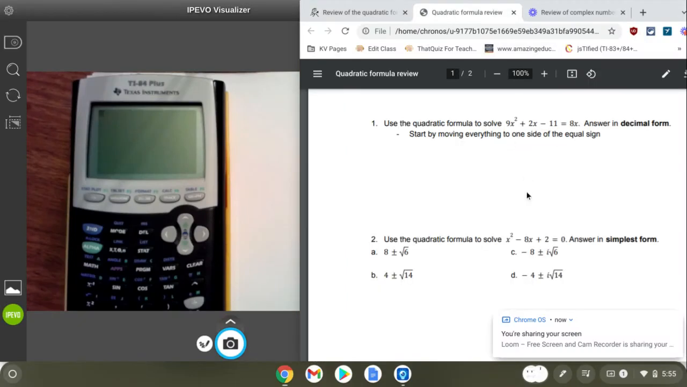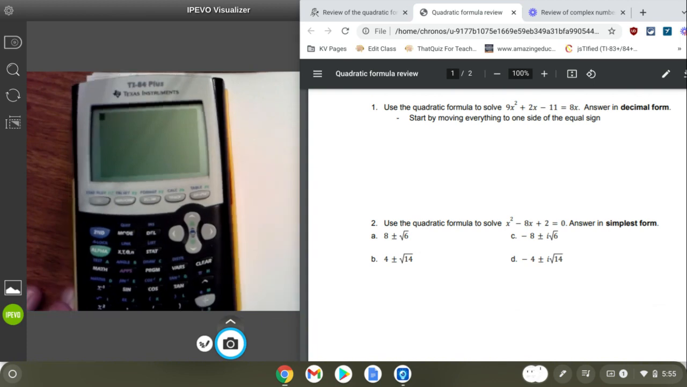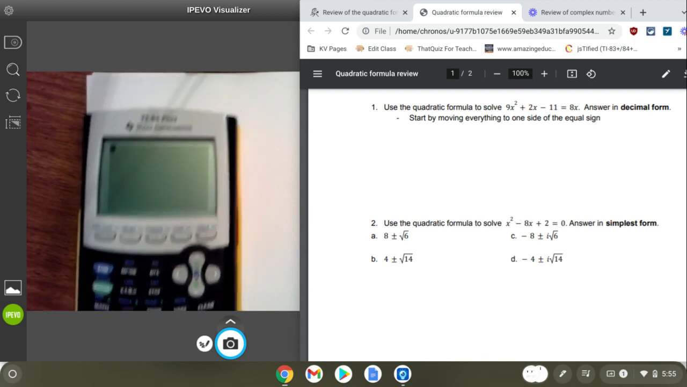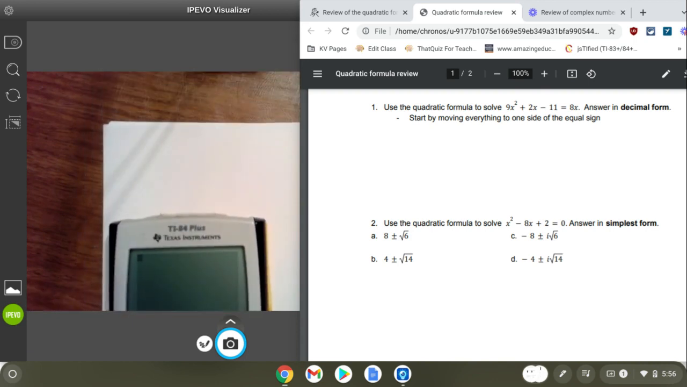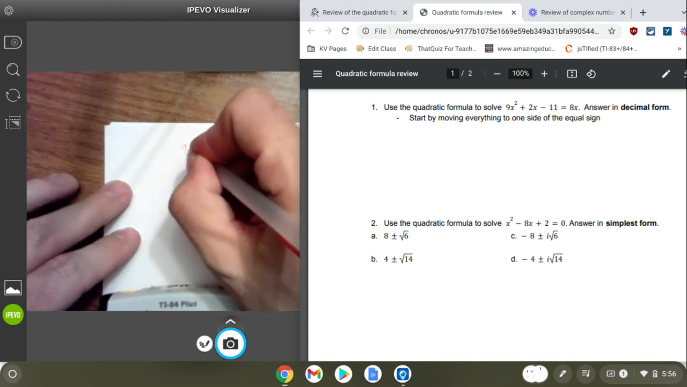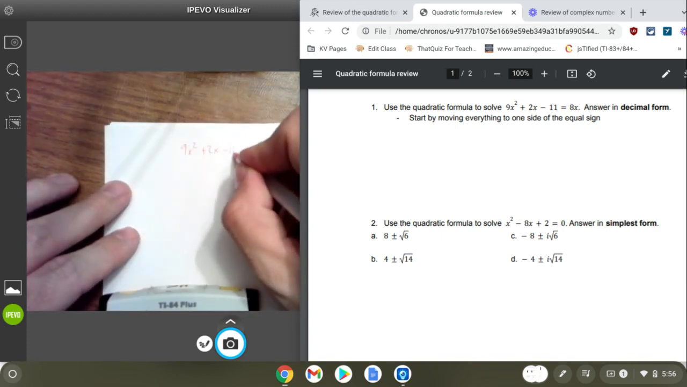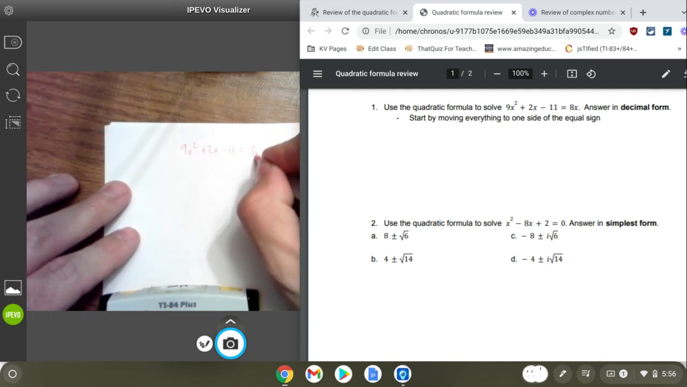All right, so for this one, we're reviewing the quadratic formula, and we're just going to be using that handy dandy program we have on the calculator. Okay. So for this first one, we've got 9x squared plus 2x minus 11 equals 8x.